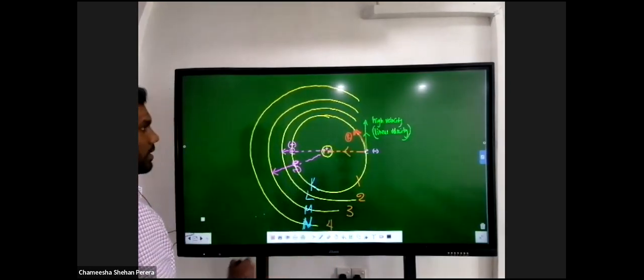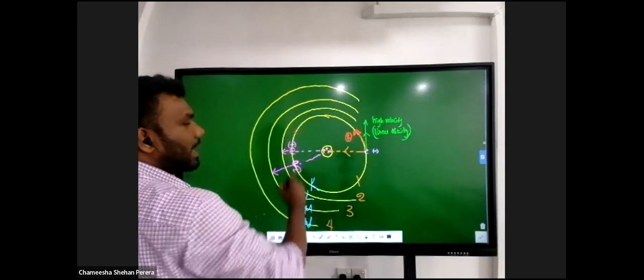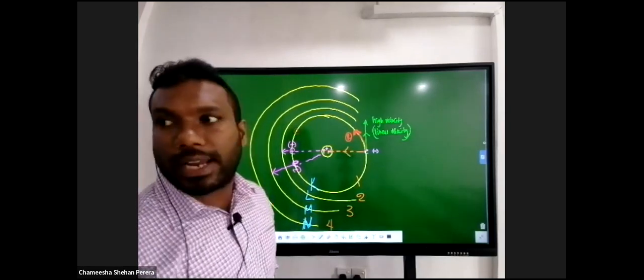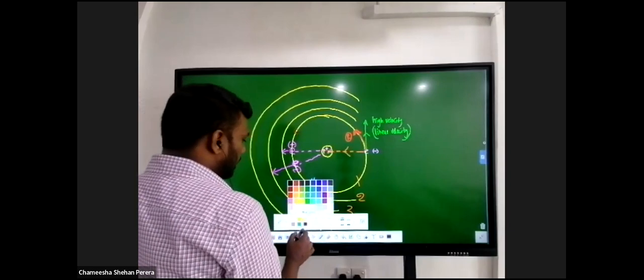Now imagine an electron which is in the first energy level. You can remember that they have a negative charge. I'm not going to mention it. There is an electron in the first energy level, which you can't see.